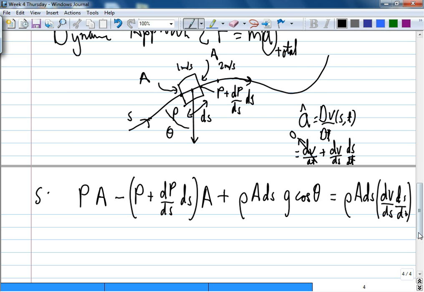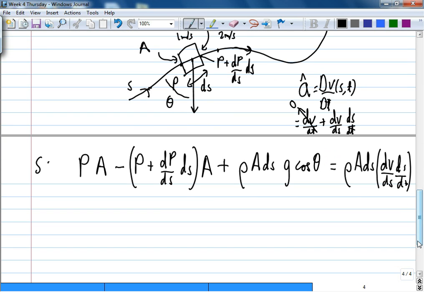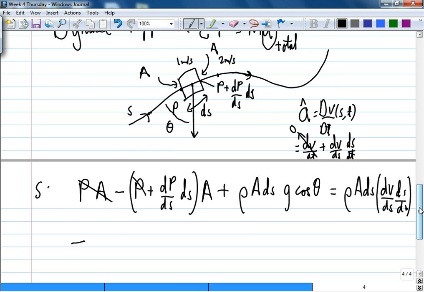So let's see whether we can do this. Pressure times area: this pressure cancels off. So I have minus. Actually, this one is also minus, minus cos theta, because I resolved it into this direction, but in this direction the gravity is actually pointing in the minus s direction. Correct or not? So I resolved it here.